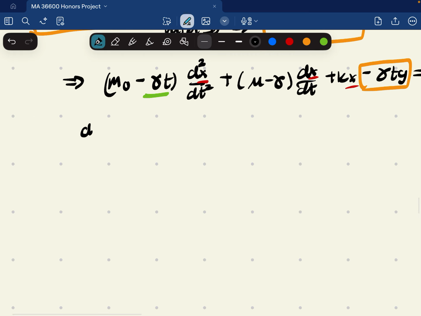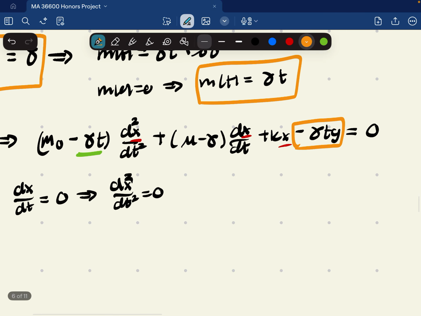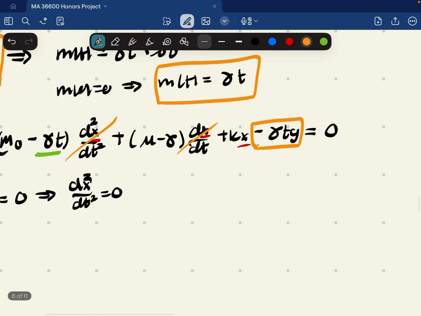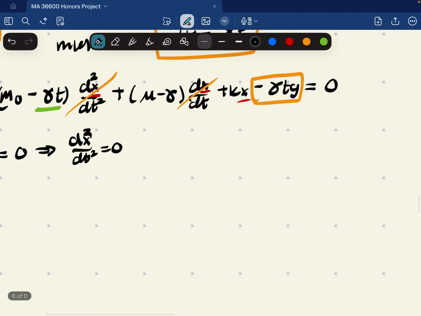So to find the equilibrium solution, I set dx/dt to 0. That's the goal. So this equals 0. So basically no velocity. It's just staying in place essentially. This means, of course, that the second derivative, the acceleration, is going to be 0, right? So basically, this is 0 and this is 0. And I can solve for x, right?